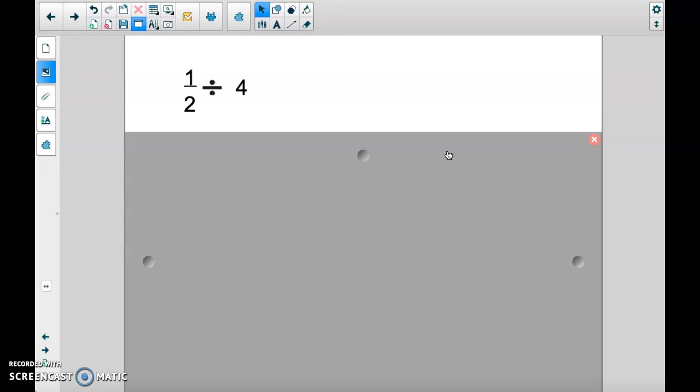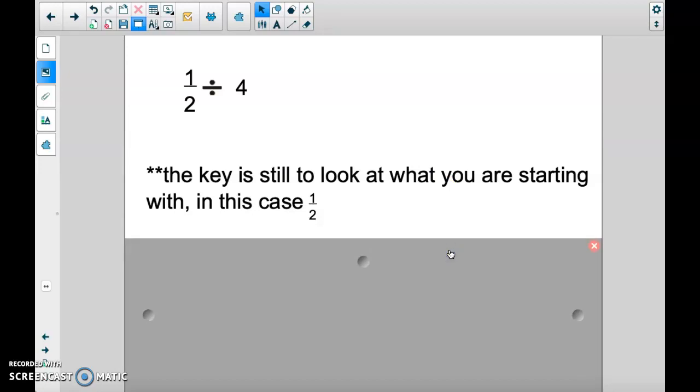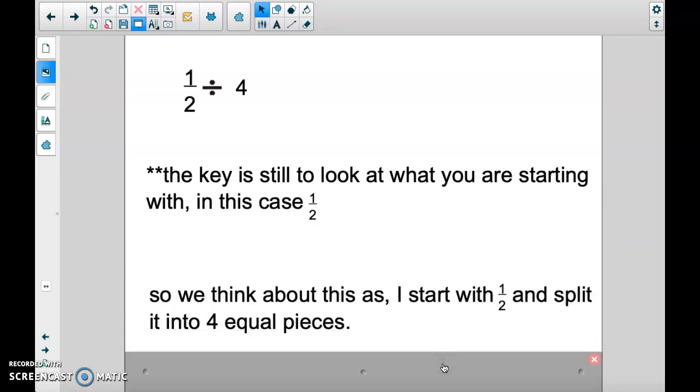What are you starting with? That's the same thing. That is really key when working on division with fractions. What are you starting with? So, in this case, we're starting with 1/2, right? That's how much we start with. And then we're splitting it into 4 equal pieces. Okay, so we start with 1/2, we split into 4 equal pieces.